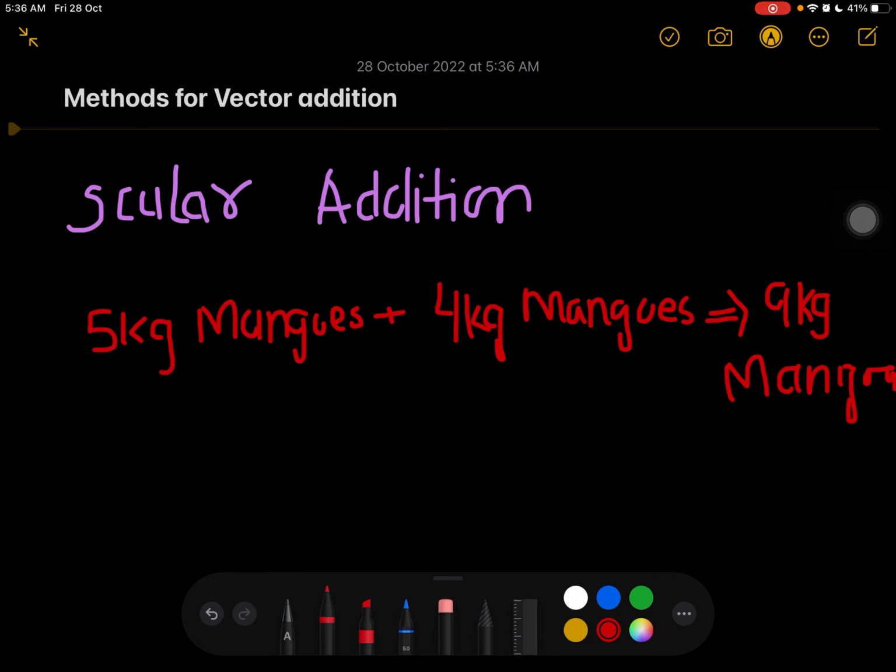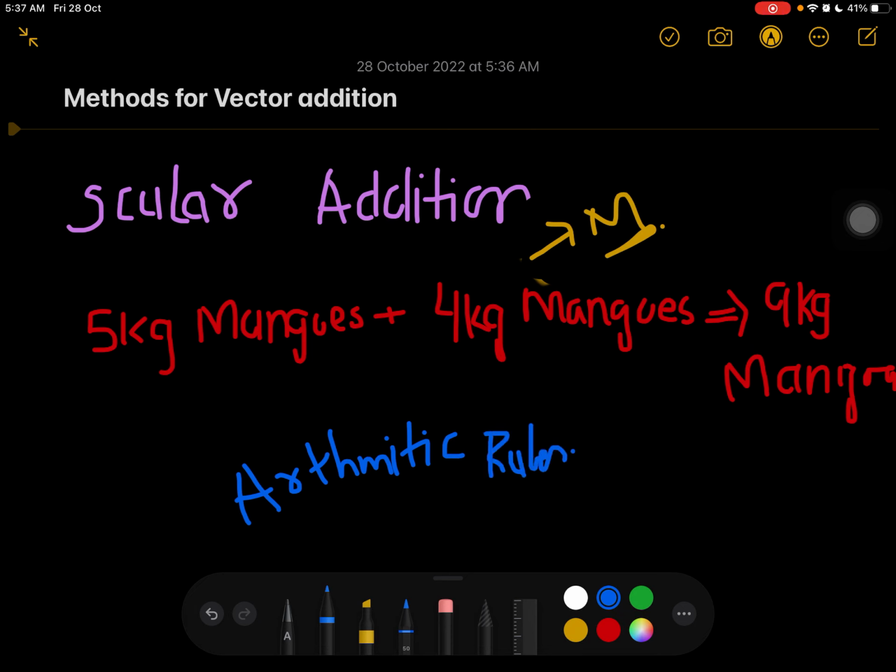Here nothing affects, no angle, no length, only there will be the actual mass. Like mass is a scalar quantity, right? So mass is a scalar quantity, and when we add two scalar quantities, we will follow the same arithmetic rules. Right? But when we are adding vectors, right?